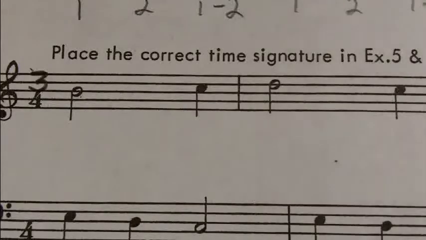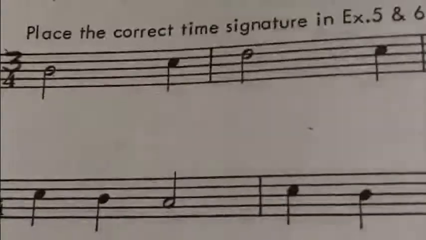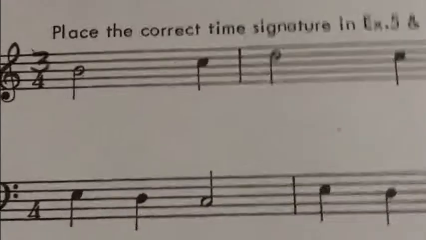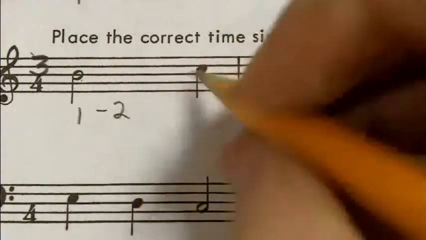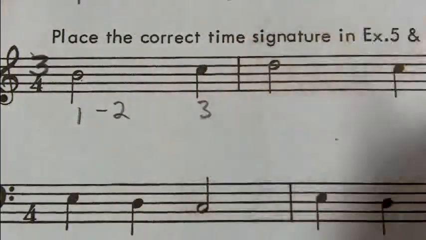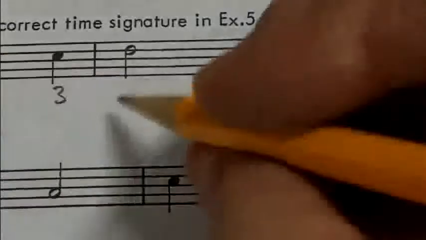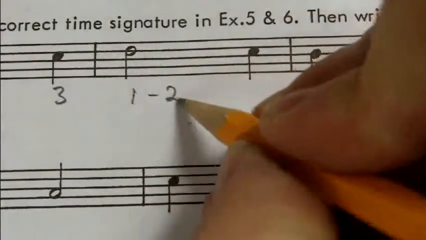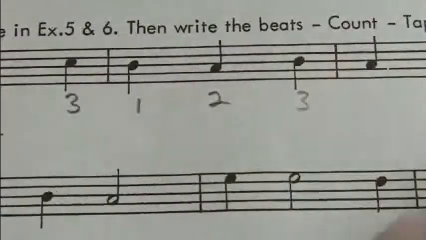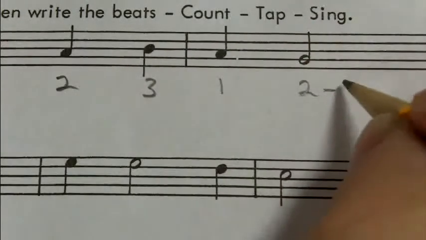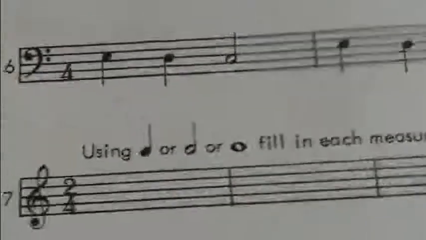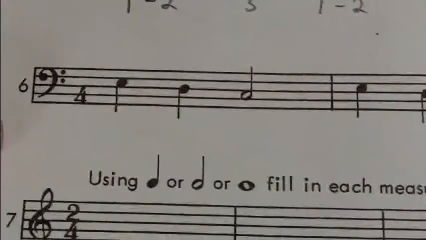Alright, so we've placed the correct time signature in the measure, and now we have to write the beats in. So this gets 2 beats with a dash, and then this gets a separate beat by itself, number 3. And then we do the same exact thing over here. Gets 3, and then this is 1, and then 2 dash 3. Alright, so moving on, we do the same thing in this measure as well.